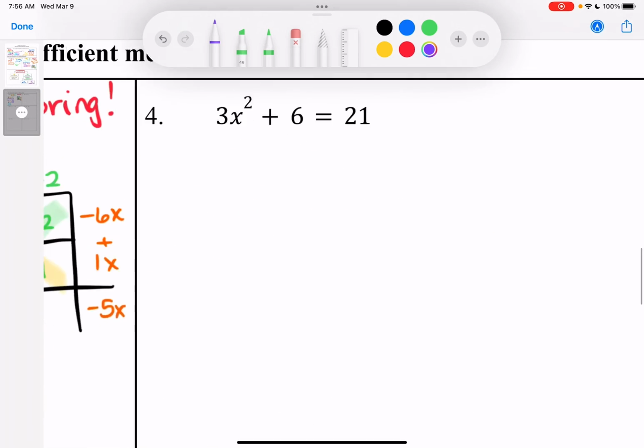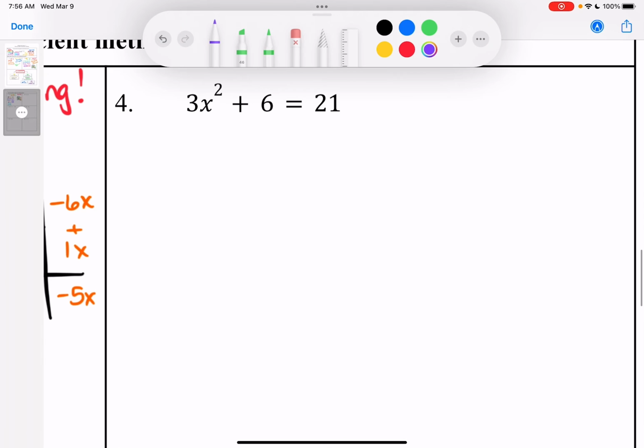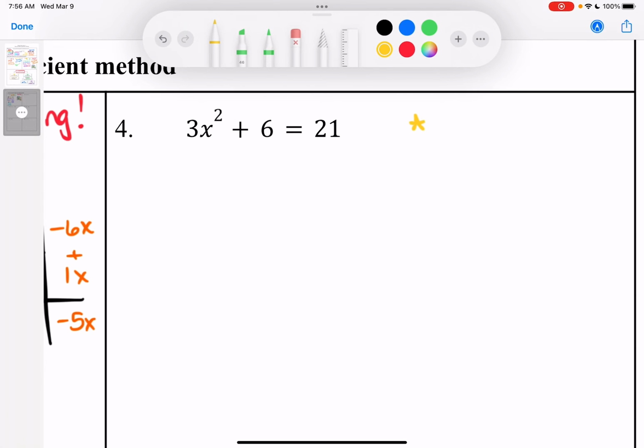All right, let's look at this next one then. Number 4, 3x squared plus 6 equals 21. So the big question, right, what method am I going to use? I look carefully. Is there an x term? Oh, there's not. All I have is x squared. So there's no x term, which means I am going to use square roots. Hooray, that means this one's a little bit shorter. I just can't forget my plus or minus once I get to that step, right?